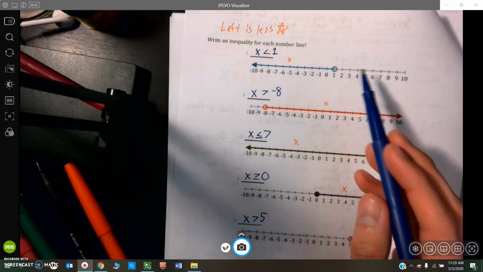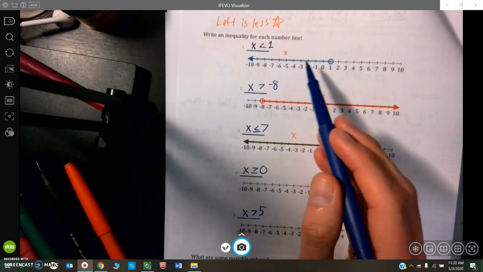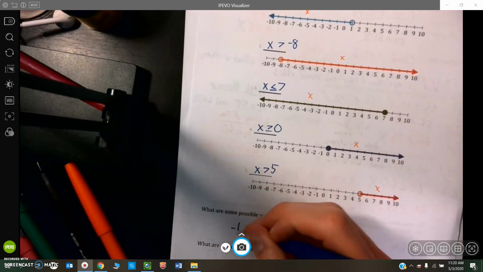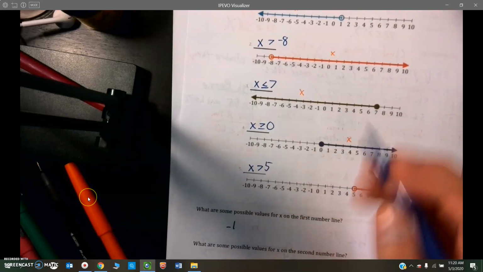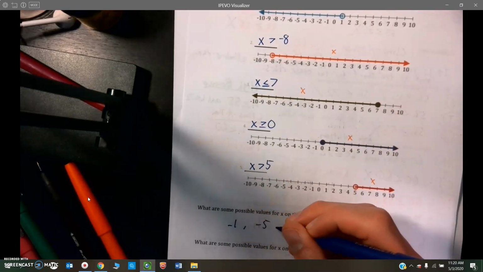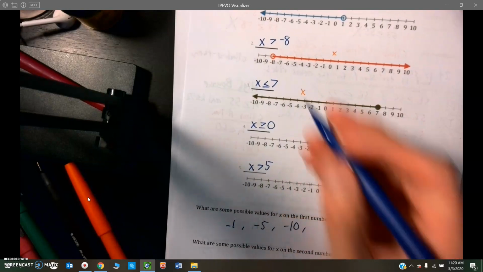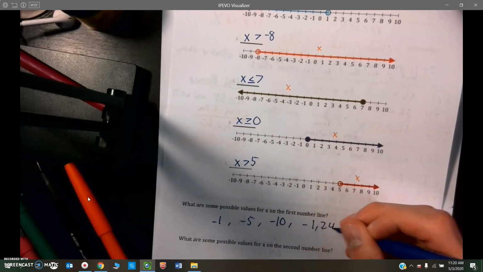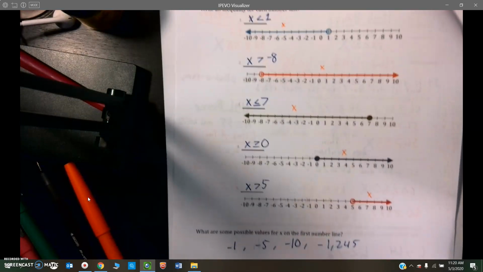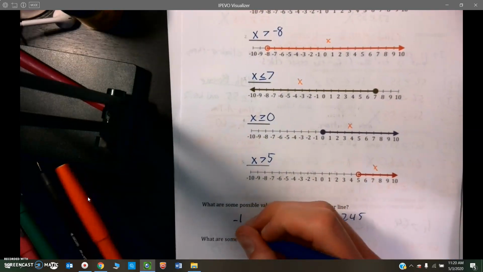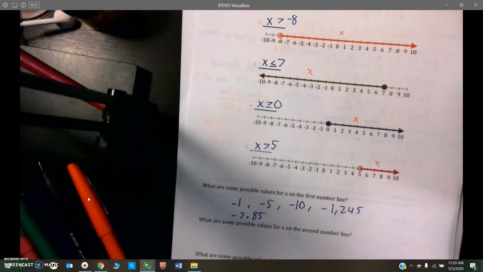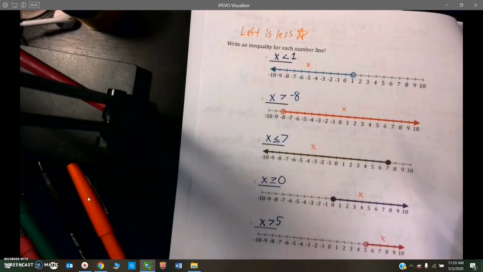Well, looking here, remember everything that's on this line, x could be. So x could be, looks like -1. I see -5. I see -10. I know that that arrow goes on forever. So it could be -1245, right? It could be any number that goes down. It could be -7 and 85/100ths, because that's a full line. So, you know, all rational numbers, fractions and decimals are included there as well.